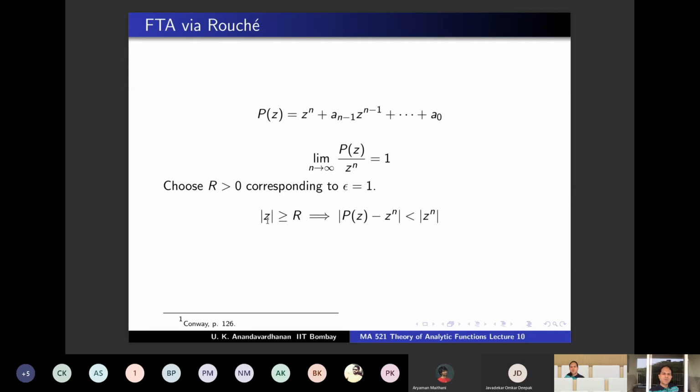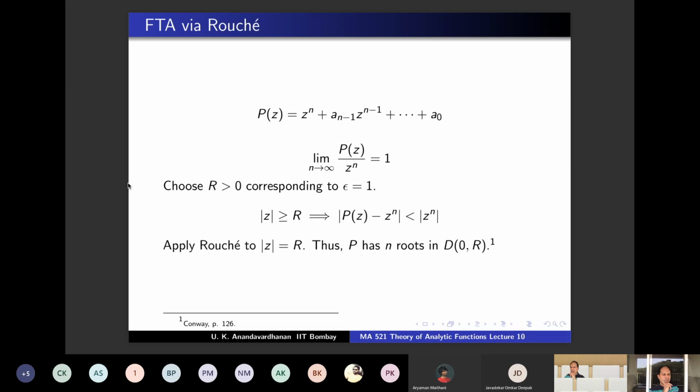Now apply Rouché to mod z equal to r. On mod z equal to r this is also true, so |f - g| is strictly less than |f|. So f and g should have the same number of zeros in the disk D(0, r). And z^n of course has n roots. Therefore p has n roots. So, a beautiful proof, very nice proof.